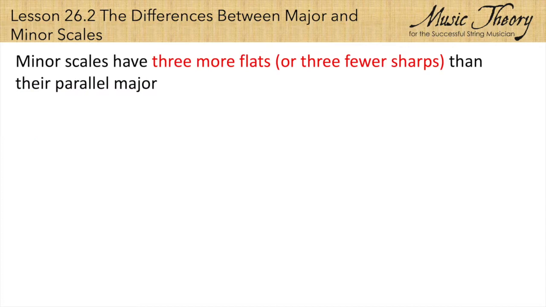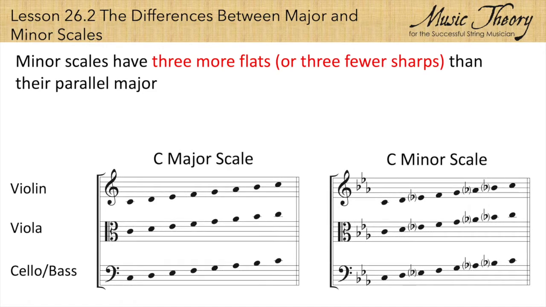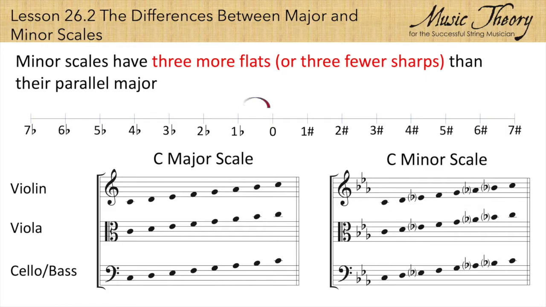You'll remember in the last unit that minor scales have three more flats or three fewer sharps than their parallel major. Looking at these two C scales, you can see the C minor scale has three more flats: E flat, A flat, and B flat. The reason for these three extra flats happens to be the scale degrees 3, 6, and 7 that are lowered.